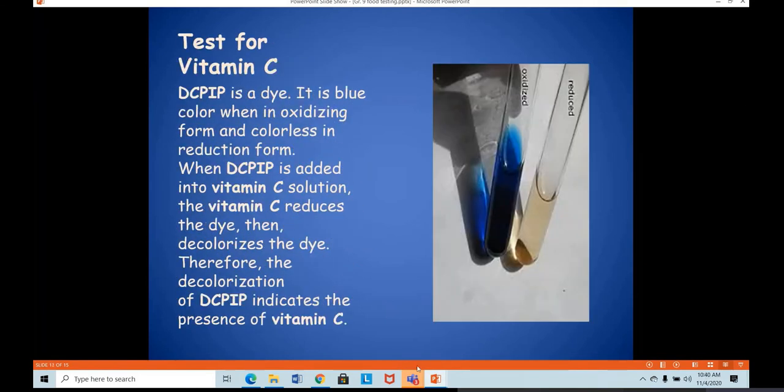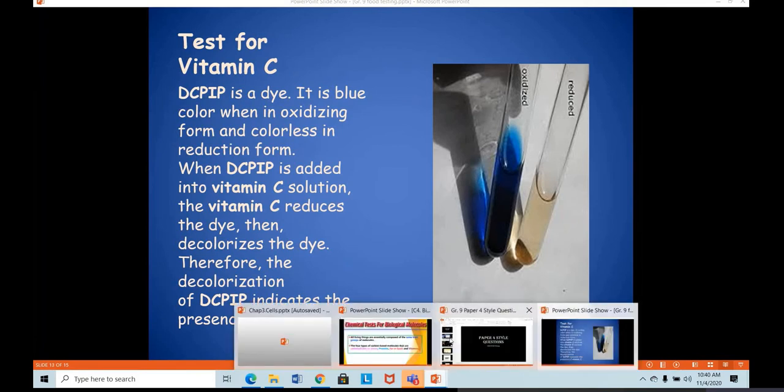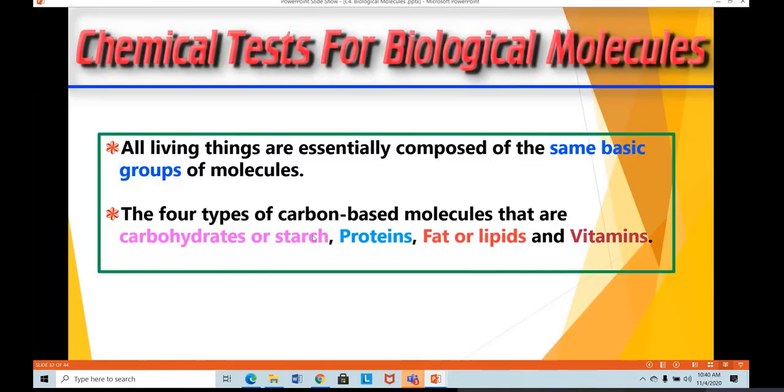All right, so let's move back to our presentation now. Even in this presentation, the various chemical tests for biological molecules are again repeated as a kind of revision for us. So all living things are essentially composed of the same basic group of molecules.